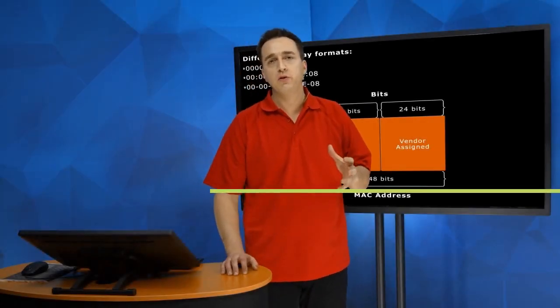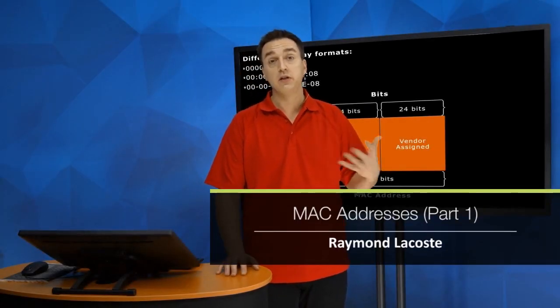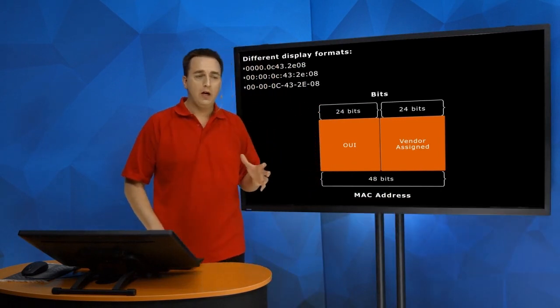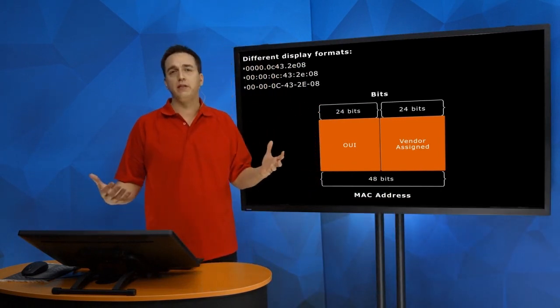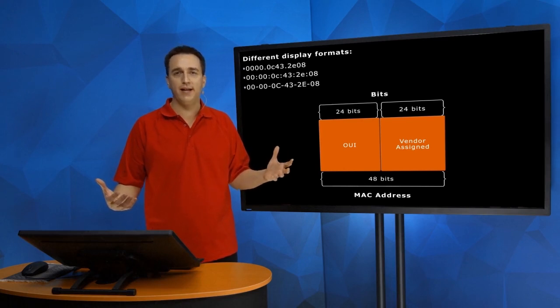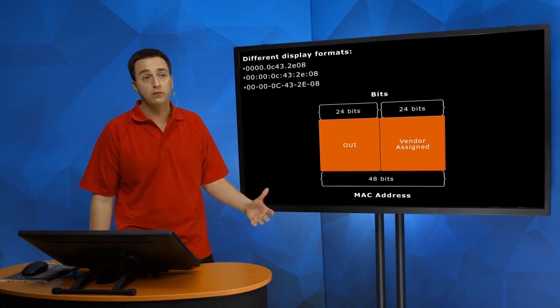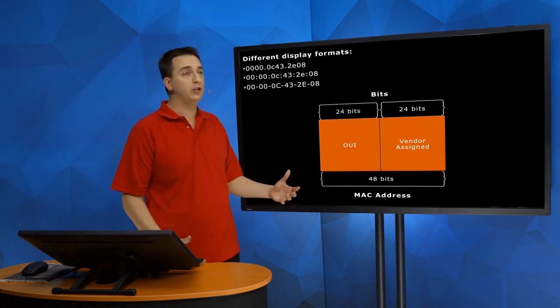So within our frames, we have a source and destination MAC address that's going to be listed. So what do these source and destination MAC addresses look like? Well, they're going to be represented in many different formats. There's no standardized formats for MAC addresses. But first of all, they're 48 bits long, which equals 6 bytes in total.